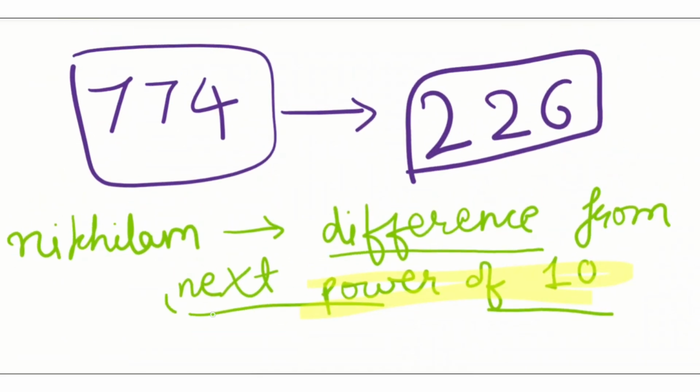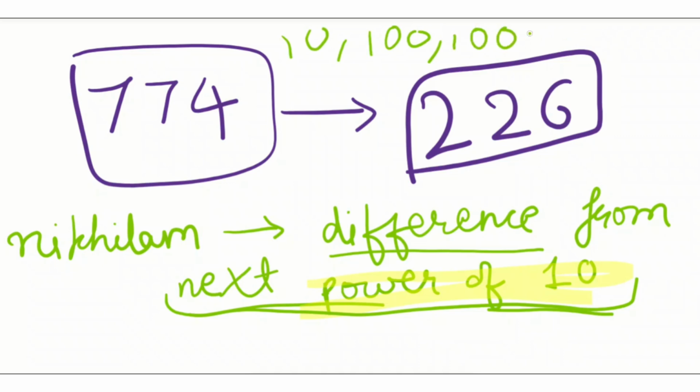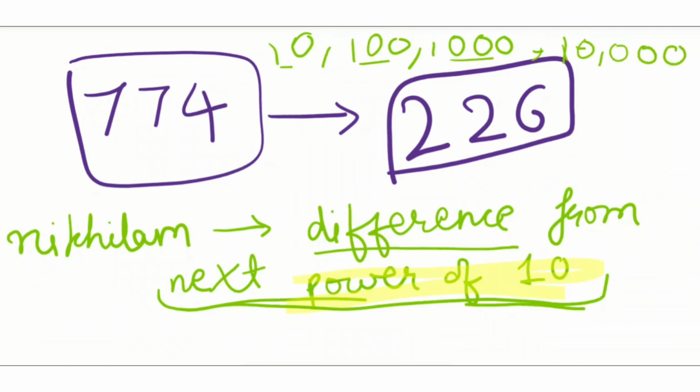So, to identify the next power of 10, it means what number among 10, 100, 1,000, and so on, comes right after 774. Let's just check which among these is greater than 774. Let's also add 10,000 to the list.